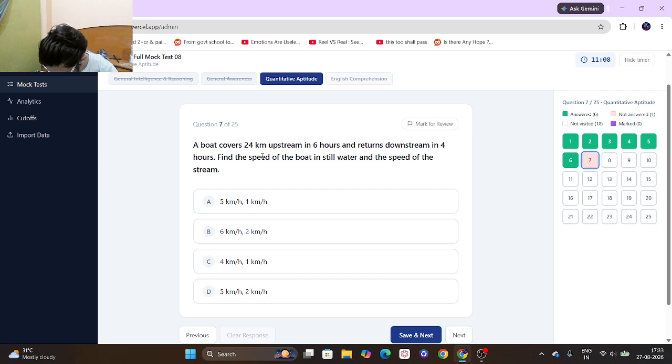b minus w is equal to 4 and b plus w is equal to 6, so 2b is equal to 10 and b is actually equal to 5.